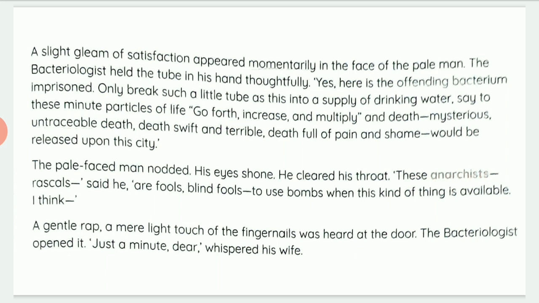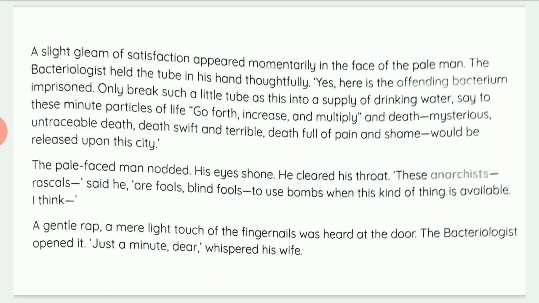The bacteriologist held the tube in his hand thoughtfully. "Yes, here is the offending bacterium imprisoned." Now see over here, the bacteriologist is explaining the possible dangers, the potential of destruction that these tiny germs may create. In this entire paragraph, he is explaining the potential of destruction that it might create, of course, if it is released into a supply of drinking water, how it would multiply, how it would infect human beings and maybe other living organisms. And the consequence of it will be that there will be death and pain all over the city. So here he describes this bacteria as offending, that is attacking.